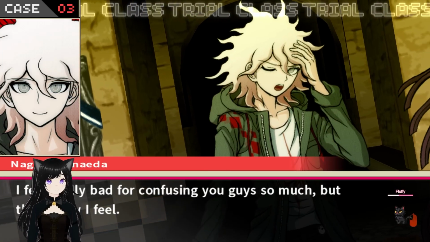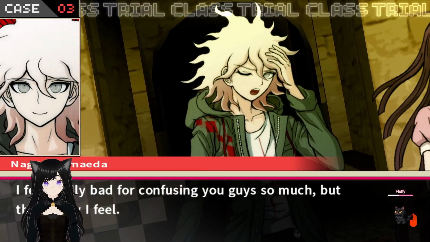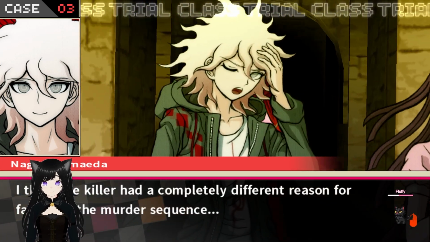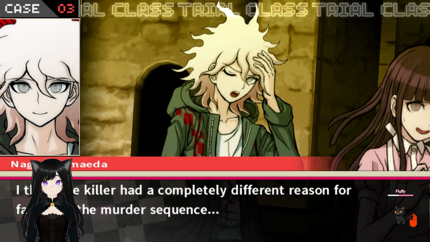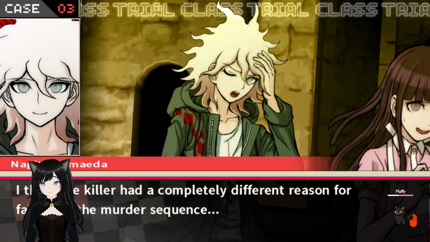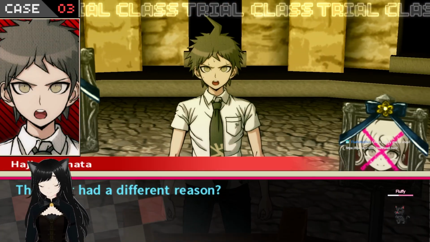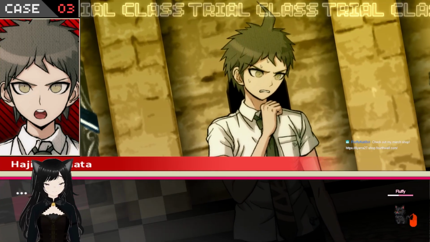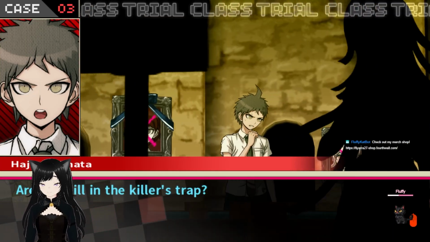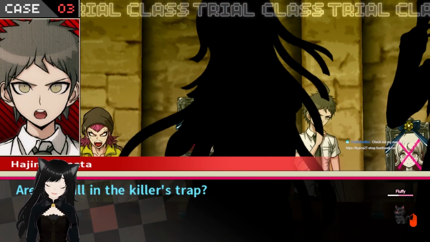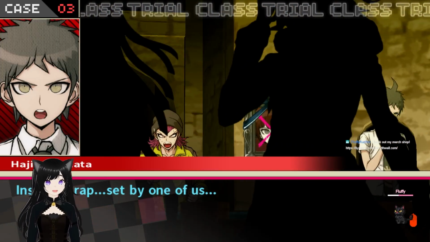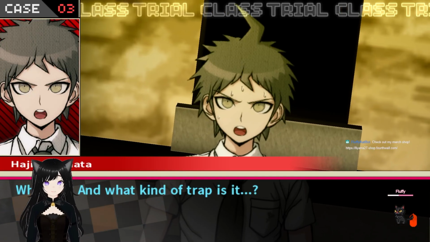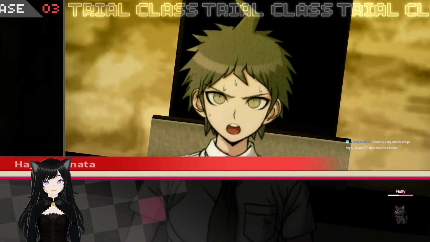I feel really bad for confusing you guys so much, but that's how I feel. I think the killer had a completely different reason for falsifying the murder sequence. Oh, man. Talk about throwing a monkey wrench into the plans. The killer had a different reason. If that's the case, are we still in the killer's trap? Maybe. Inside a trap set by one of us. If so, then whose? And what kind of trap is it?